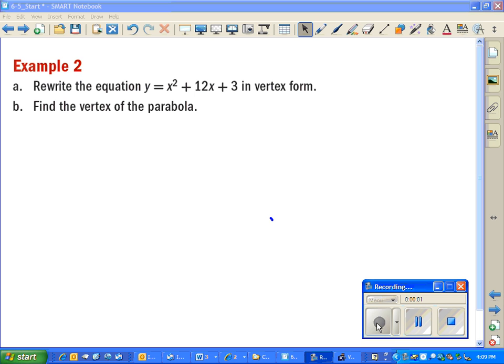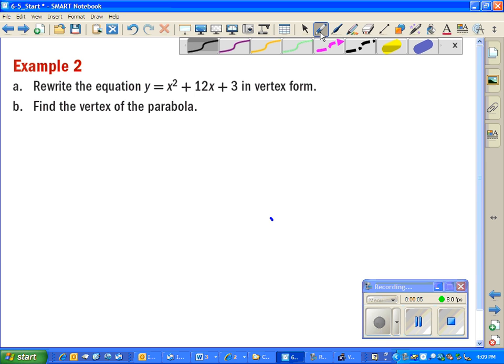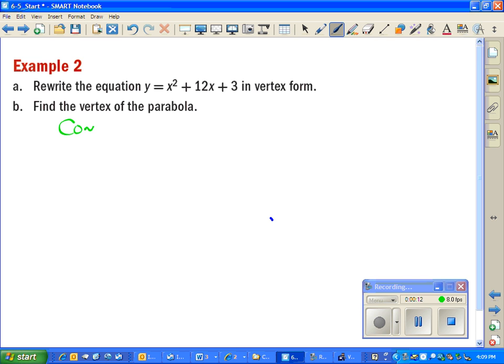And welcome to example 2. Rewrite the equation y equals x squared plus 12x plus 3 in vertex form. We're going to do it two ways. First we'll do it by completing the square, and then we'll do it graphically.